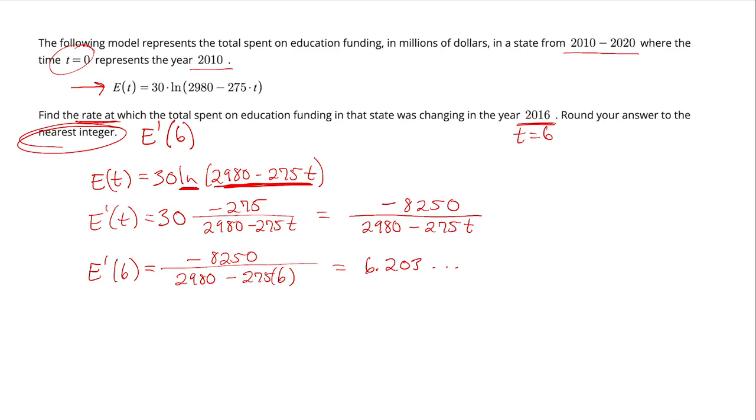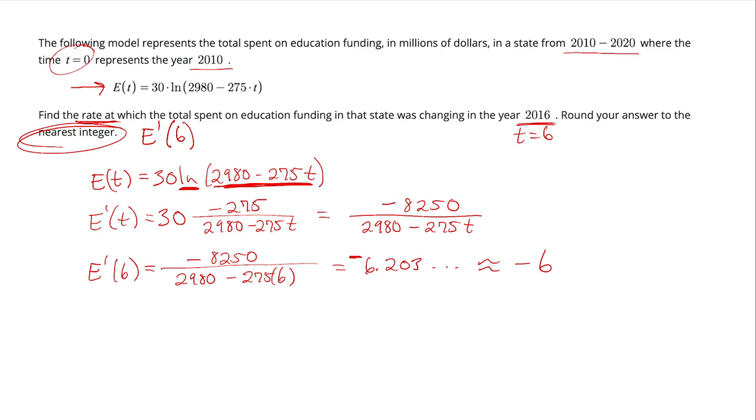Oh, my gosh, I forgot such an important thing. That's supposed to be a negative value. It's negative 6.203 and so on. Anyway, so this is rounded to negative 6 because we're asked to round to the nearest integer.